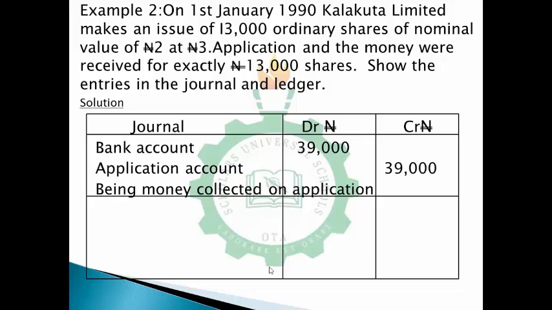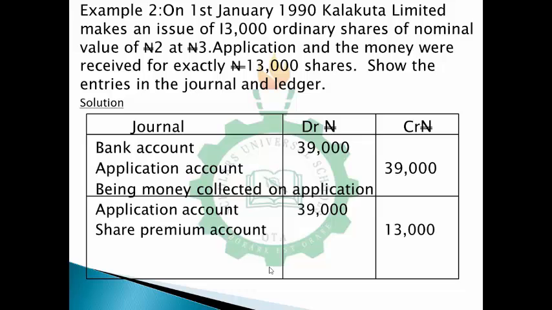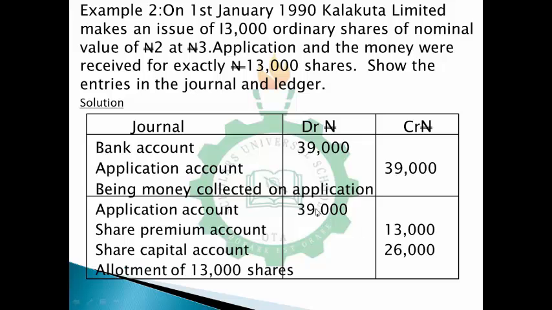So what we are doing is you debit application account, which is 3 times 13,000, which is going to be 39,000. Then share premium account, which is the difference. When you take out 2 from your 3 Naira, you have 1 Naira. So 1 Naira times 13,000 will give you 13,000 Naira. So it's going to your share premium account. Then the balance, which is 2 Naira, will be going to your ordinary share capital account. So by the time you sum up 13,000 Naira with your 26,000 Naira, you get 39,000 Naira. So that gives us the allotment, being allotment of 13,000 shares.